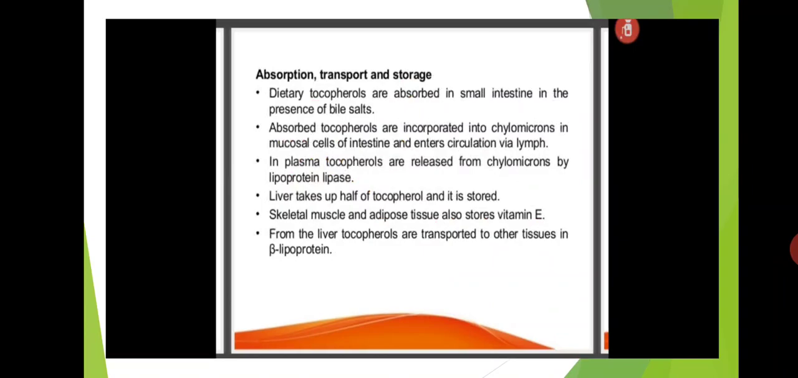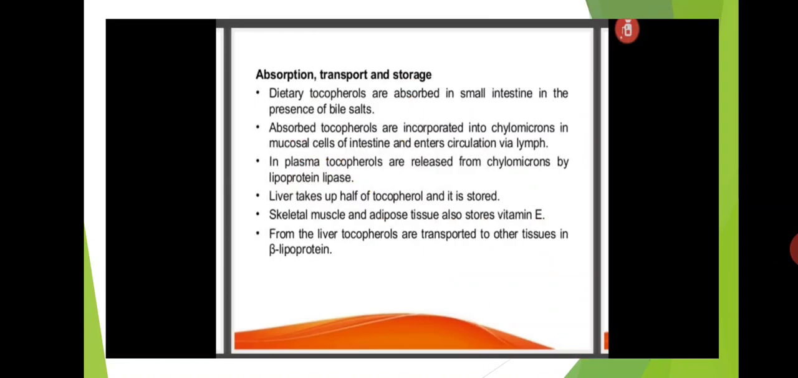Absorbed tocopherols are incorporated into chylomicrons in mucosal cells of the intestine and enter circulation via lymph. After absorption, tocopherols enter the circulation via lymph. In plasma, tocopherols are released from chylomicrons by lipoprotein lipase enzyme.